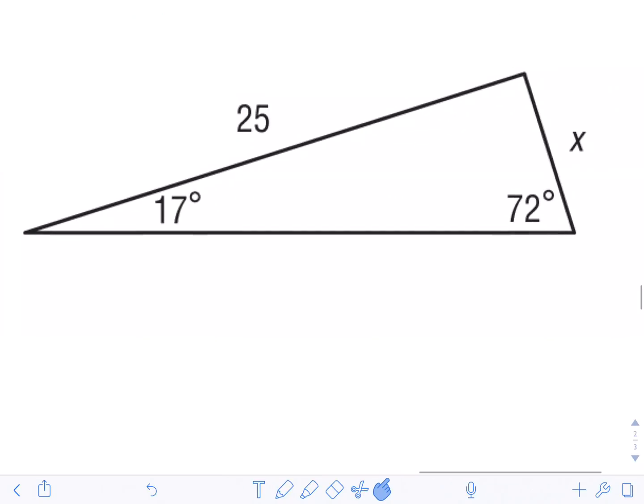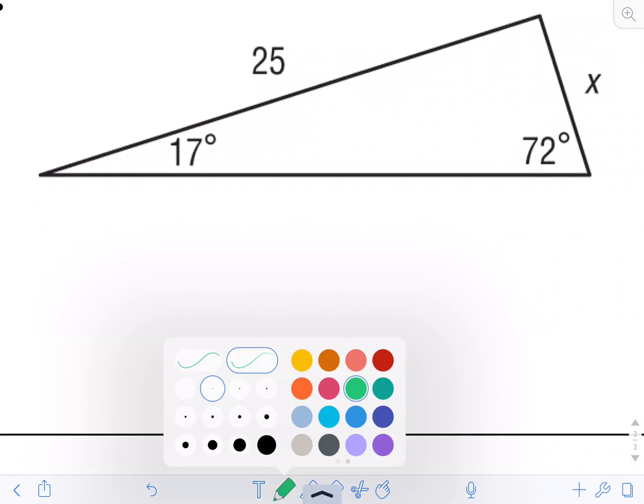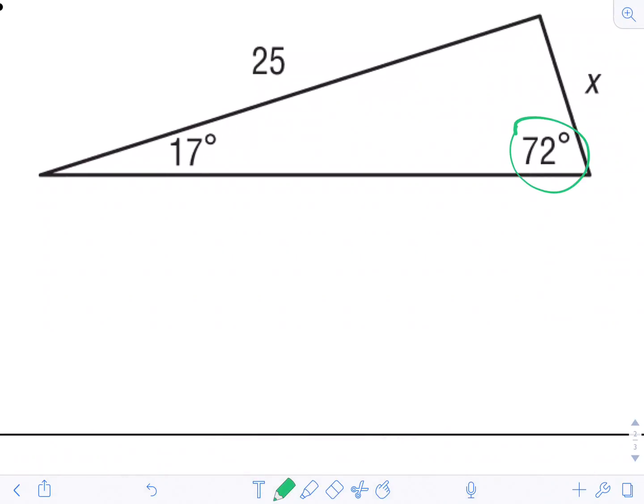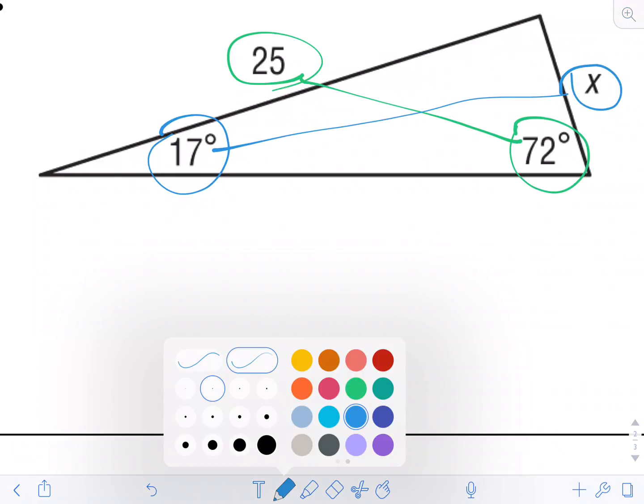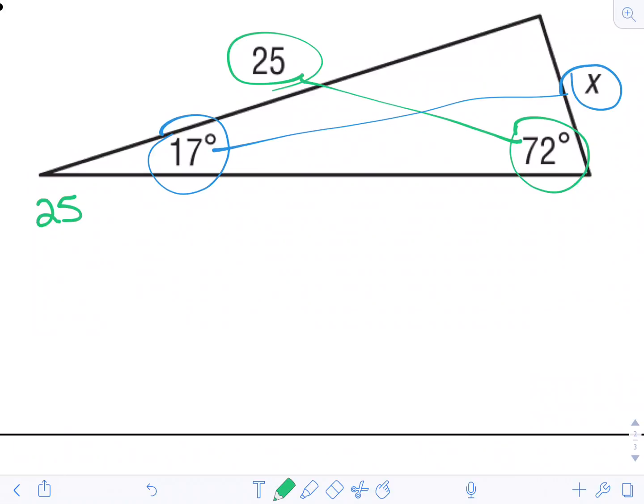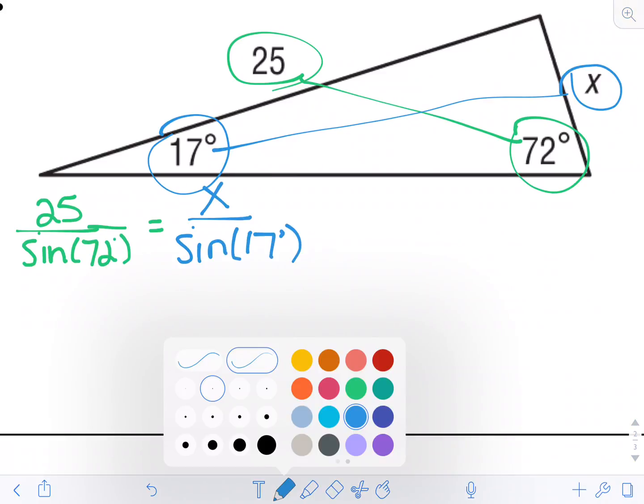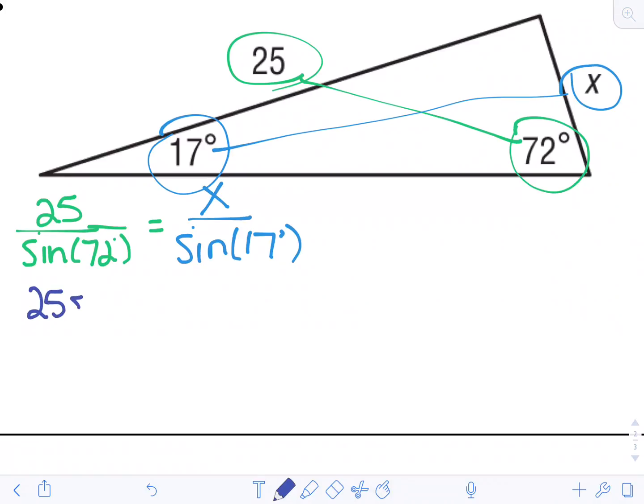Okay, last one for sines, and then I'm going to do another video on the cosine laws. So for this one, we have 72 degrees matches up with the side length of 25, and we have 17 degrees matches up with my side length of x. So we have 25 goes with sine of 72 degrees, and my side length of x that I've got to find goes with the sine of 17 degrees. So we're going to cross multiply. So we have 25 times sine of 17 degrees is equal to x times the sine of 72 degrees.